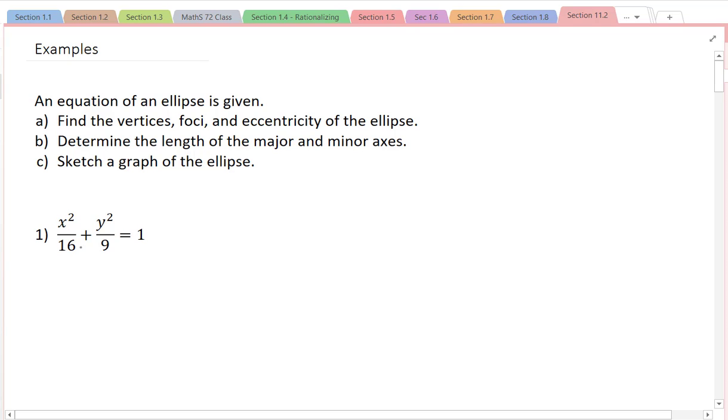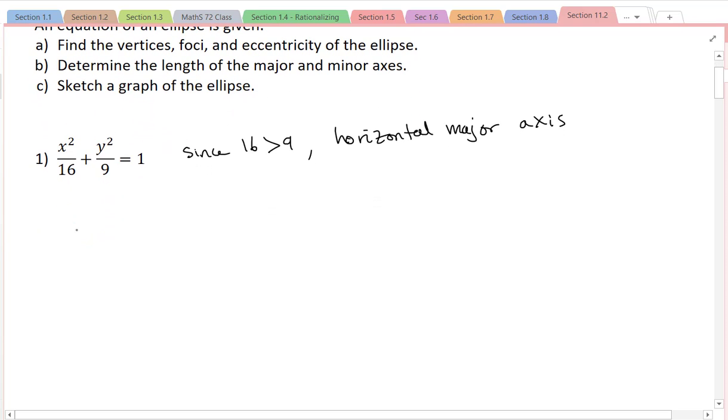And which one is the higher number? So 16. So that means this is going to have a horizontal major axis. Since 16 is greater than 9, we have a horizontal major axis because the larger number is underneath the x. And then I'm going to try to write it in the format that our equation is, right? So it usually is x squared over a squared plus y squared over b squared equals 1. Because then I know, because it's a horizontal major axis, my vertices are going to be plus or minus a, 0.